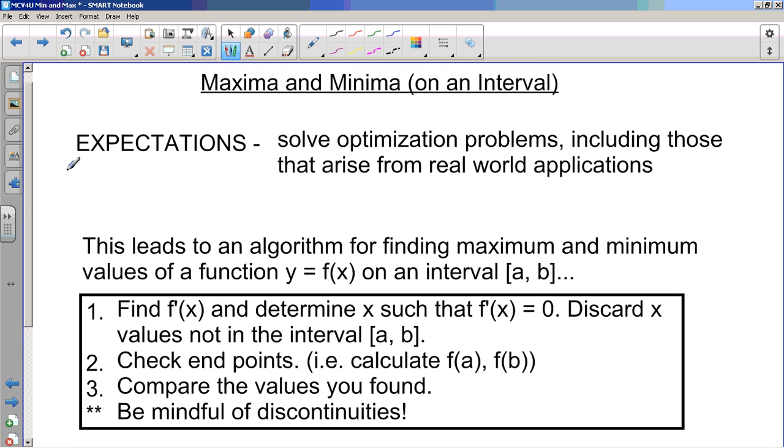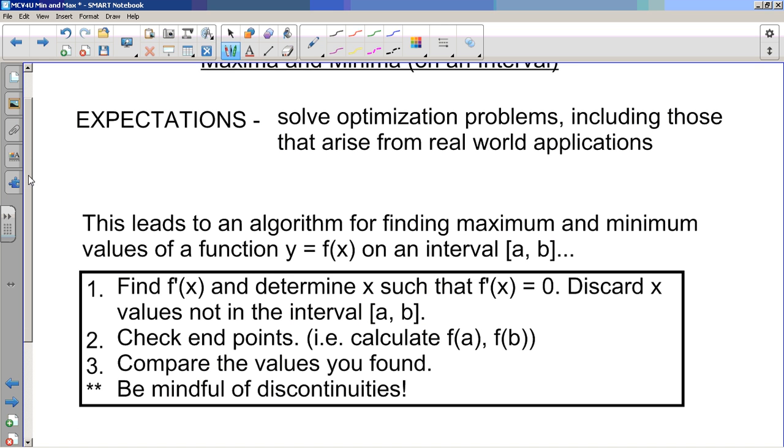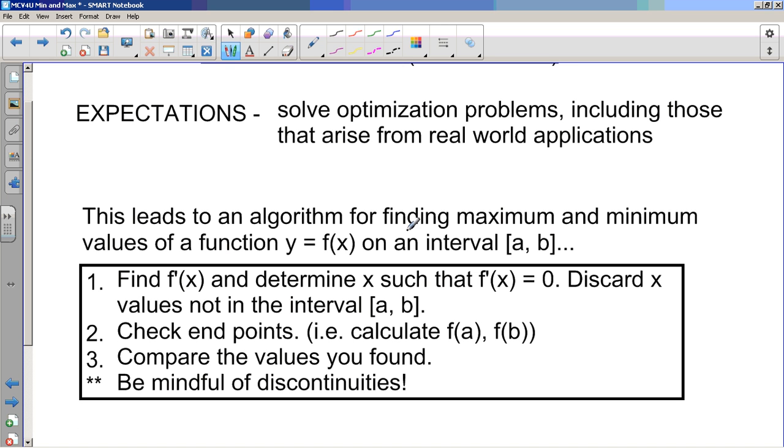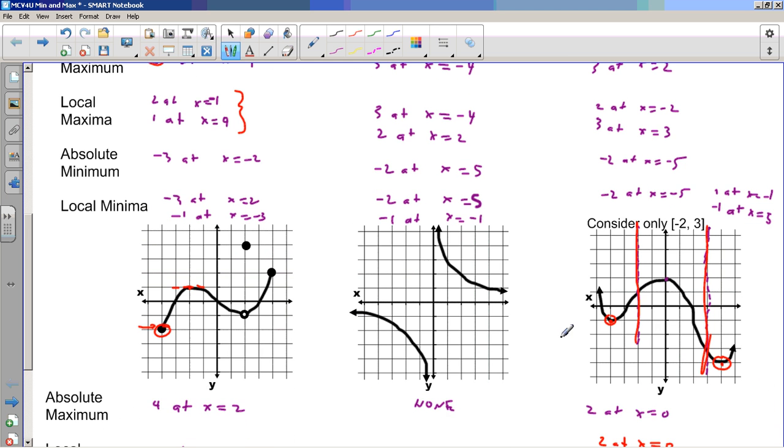Here, we're just looking for an algorithm for finding maximums and minimums when we're not given the graph. So it says, this leads to an algorithm for finding maximum and minimum values of a function on an interval a, b. So we know maximums and minimums happen when the derivative is equal to 0, right? And we discard x values not in the interval. So the idea is I'm going to take the derivative, set it equal to 0, solve that equation, and any of those values that fall outside, so here's where the derivative would be equal to 0, but it's not in the interval, so I discard that value.